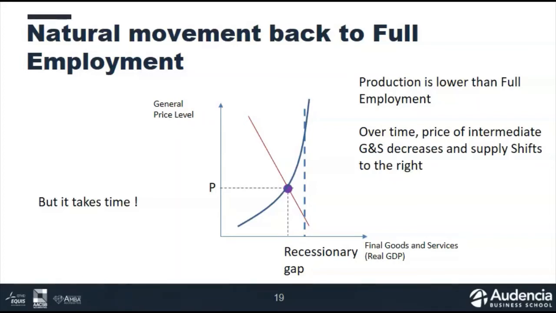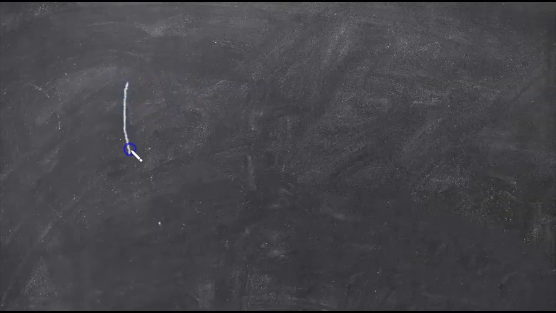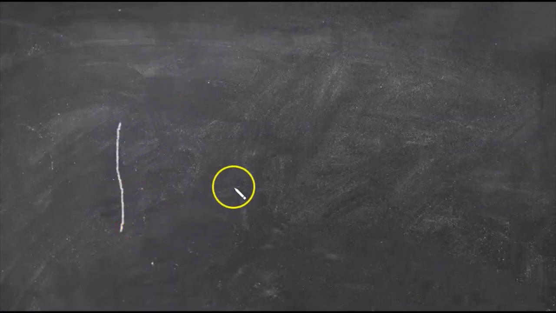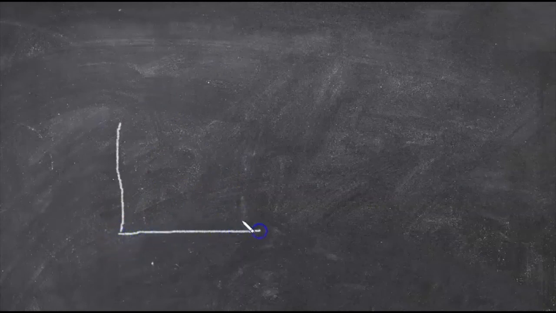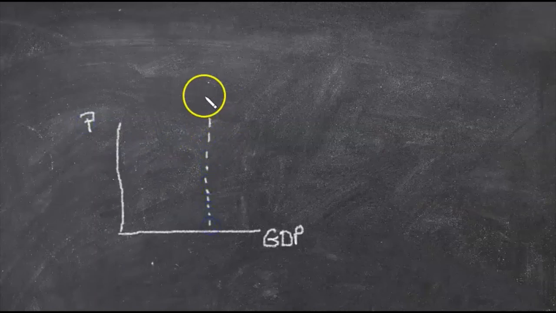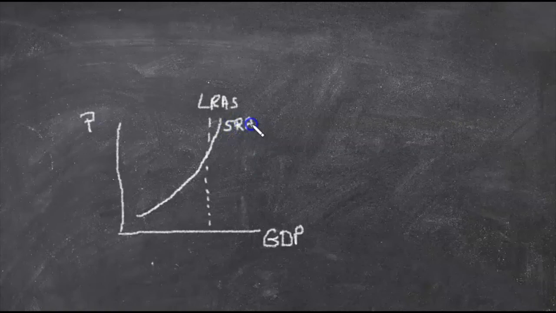I've got to pull up my chalkboard. Okay, so let's position the economy in a situation as follows. We've got real GDP here. We've got our price levels up here. And we've got long run aggregate supply, which is here. We've got short run aggregate supply that looks like this. And we have demand, and I'll put demand in blue.